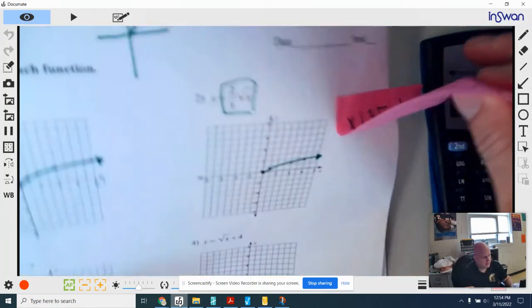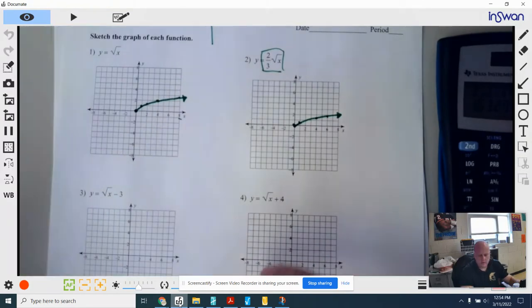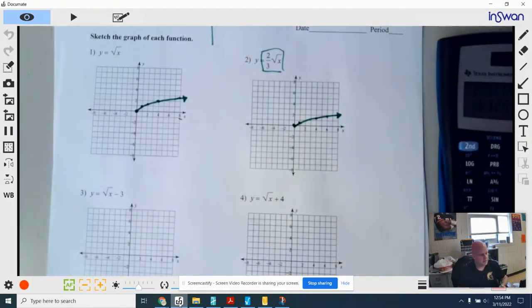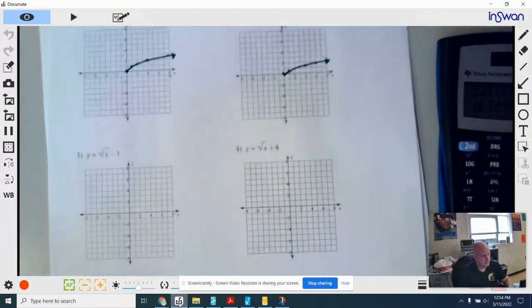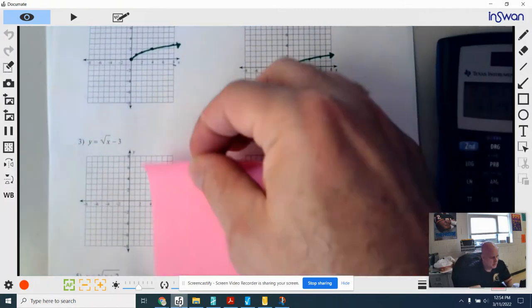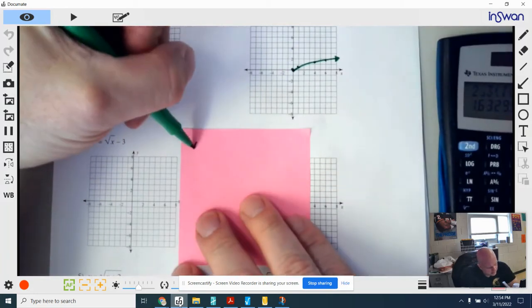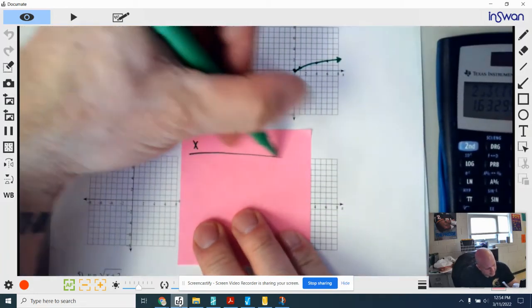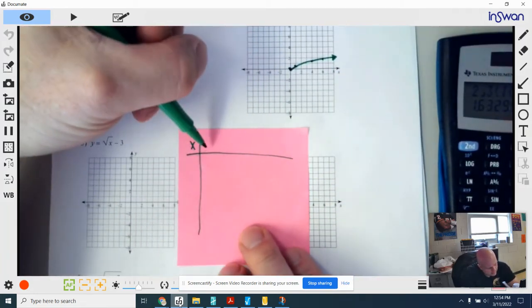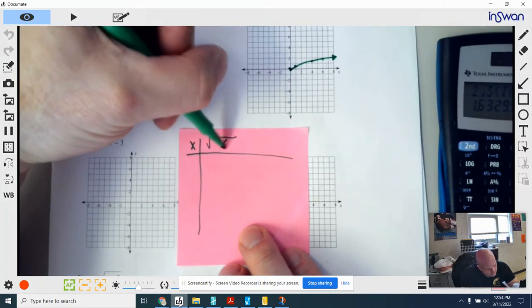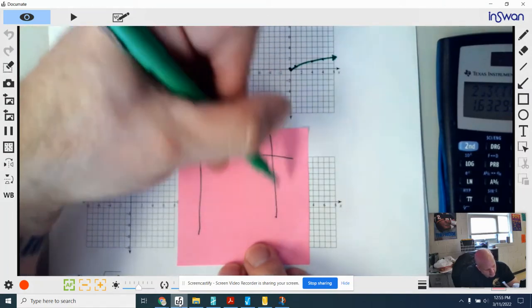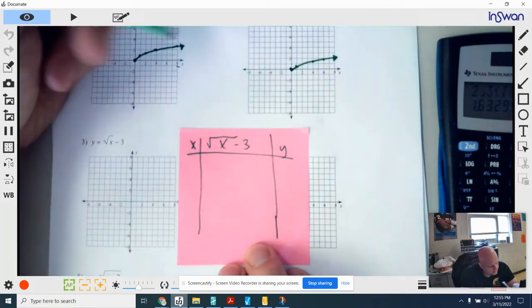All right, number 3. We're checking out number 3. We got the square root of x minus 3. So now we got an extra piece here, that little minus 3 in the back. So square root of x in the middle here, I'm going to do square root of x, take away 3. And then y is my output.